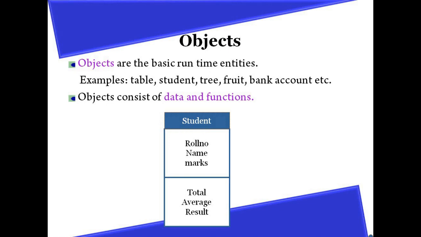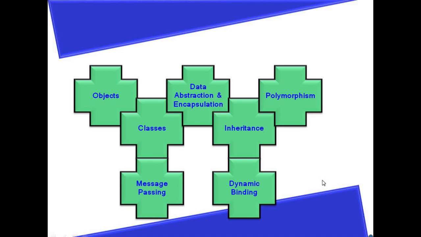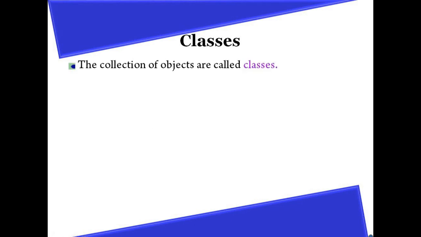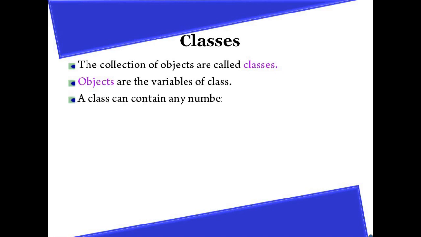Here, for example, the object student. The object student has roll number, name, marks as data, and the operations to be performed on these data are called functions. So, total, average, result are the functions of this student object. This is how objects are combined as data and functions.